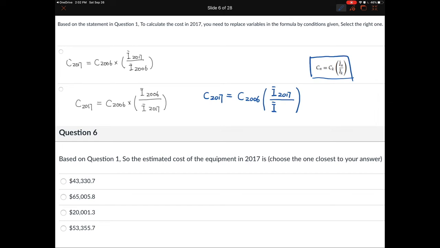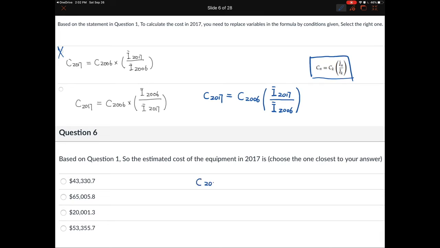K is gonna be the year when you know the price. So it's 2006. So that is the right equation. Okay, so you want to choose this one. And after that, it's very straightforward. You just substitute those variables, the values you just chose in this slide, and then calculate.